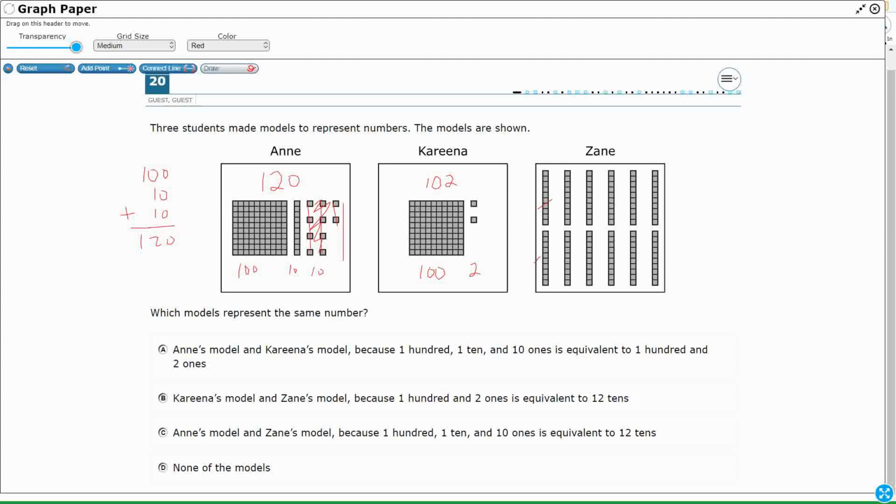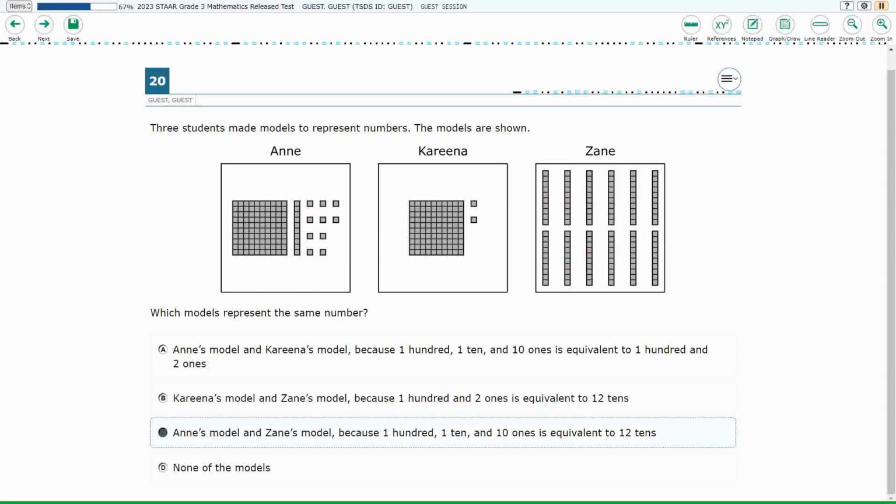We've got 10, 20, 30, 40, 50, 60, 70, 80, 90, 100. So if I did all of these right here, that's 100. And then I've got 110, 120. So there's my 120. So I have 100 and 20, because that's really just 12 tens. If I were to draw that in my place value, I'd have 12 tens right there. Ends up being 120. So it's Anne and Zane. Answer here is C.